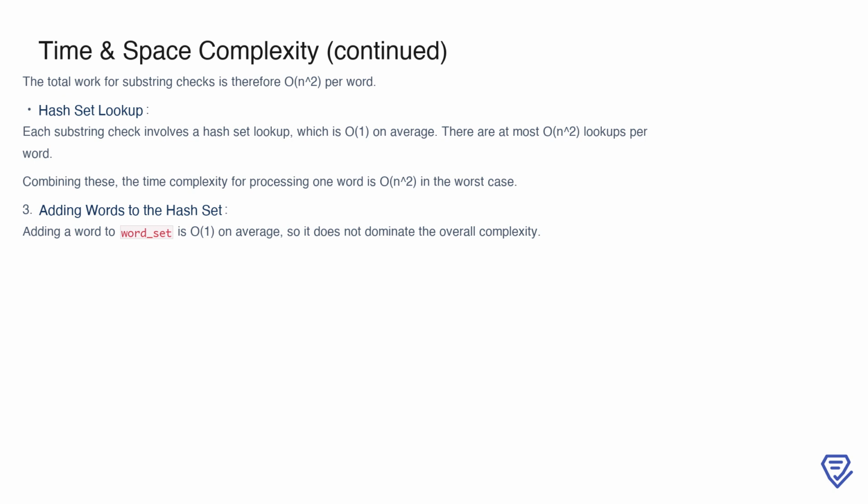To evaluate whether a substring exists in the hash set, we perform a lookup operation. On average, this operation is O(1), but since we may perform up to n squared lookups per word, the total cost of these lookups will also be n squared for each word. After processing a word, we add it to the hash set to allow it to be used for subsequent checks. This addition operation is O(1) on average and does not dominate the overall complexity. Combining all these components, the processing cost for one word is n squared, in the worst case.